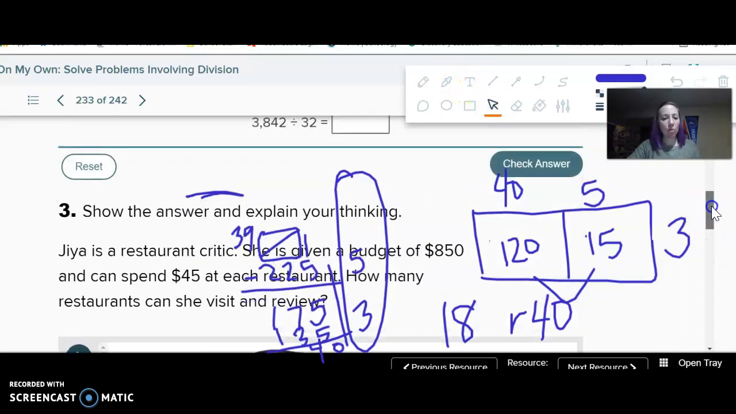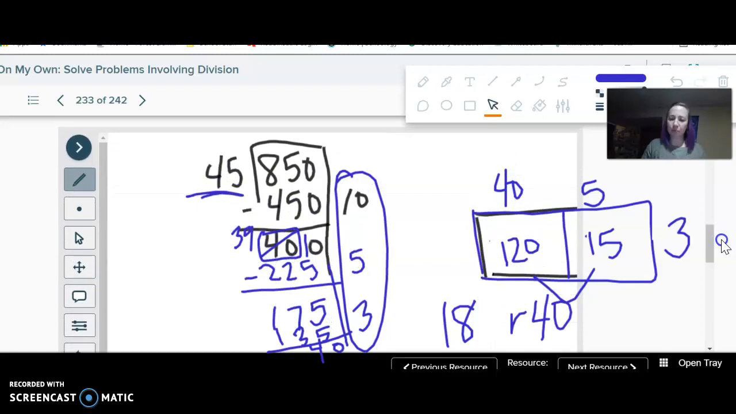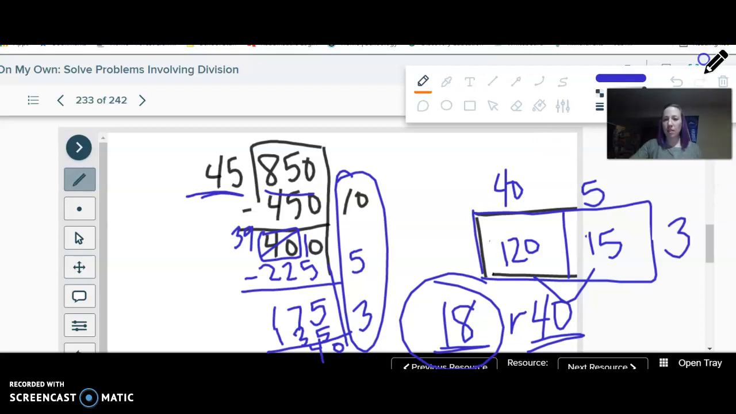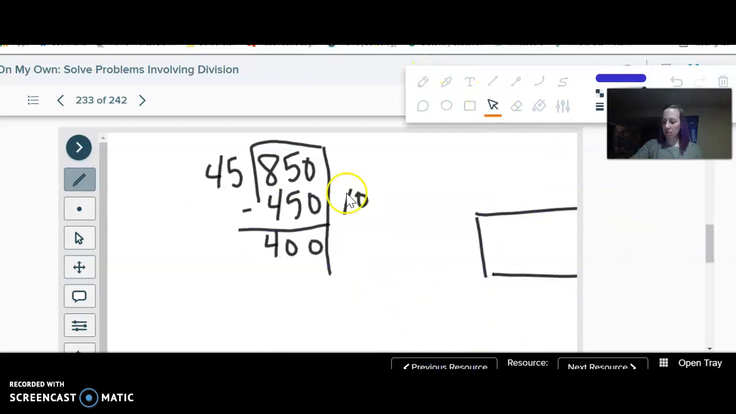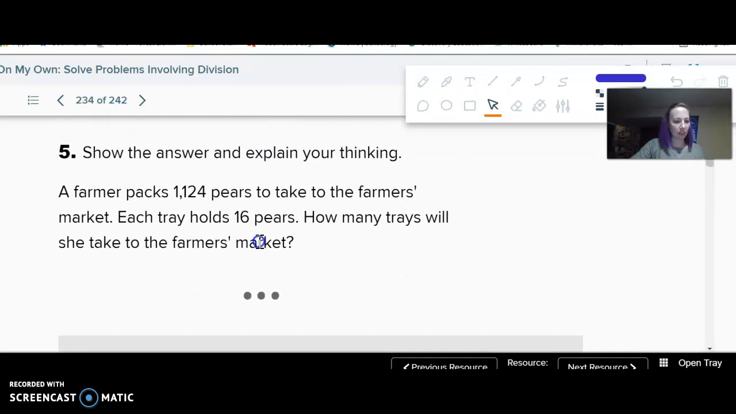So if we think, how many restaurants can she visit and review? Well, she can go to 18 restaurants. She'll have $40 left over because I was dividing the $850 up, but that's not enough for another restaurant. So it's just 18 restaurants. Okay, so that's when we just ignore the remainder and the answer is the quotient. Let's do another one.